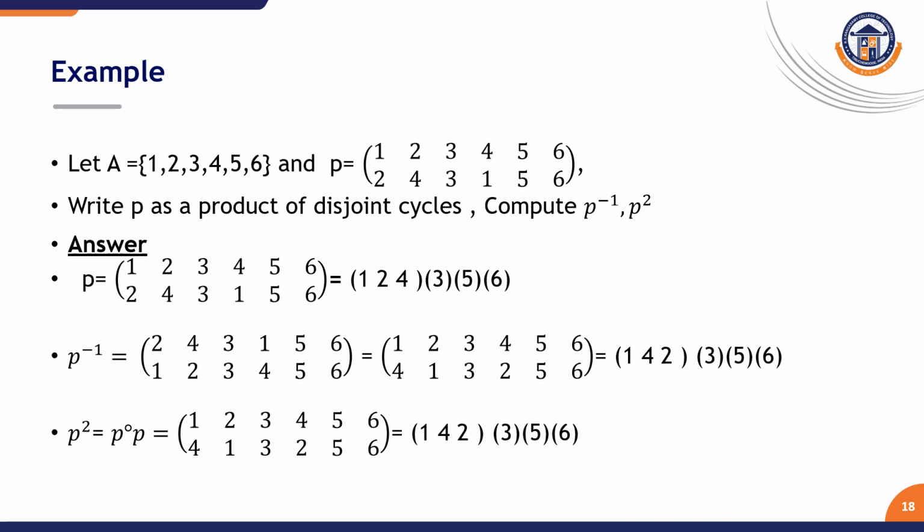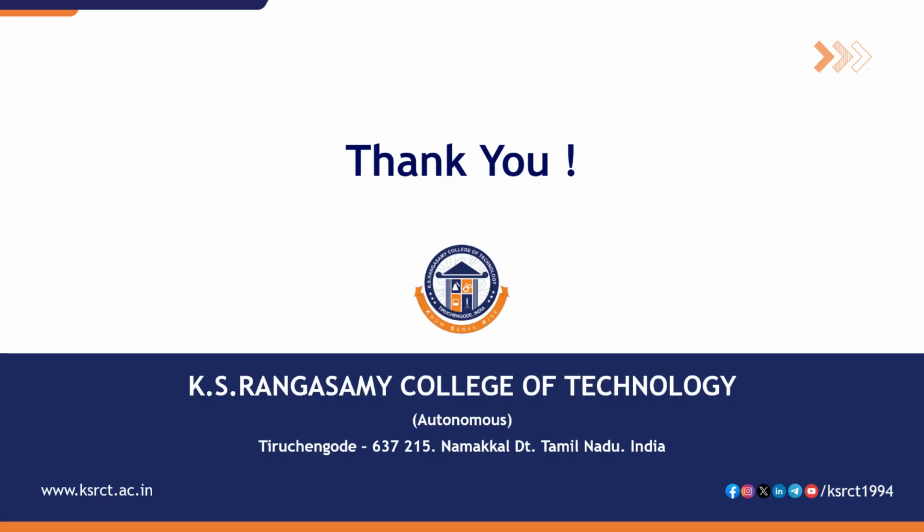Next, P inverse. P inverse can be written as, that is this mapping, then the inverse of that permutation. Then finally I have to write 1 to 4, 2 to 1, 1 to 2, 2 to 4. So I can write 1 to 4, then 2 to 1, 3 to 3, 4 to 2, 5 to 5, 6 to 6. Then the product of those cycles. Then P square. Like this you have to find the values of P square, P inverse and disjoint cycles. Thank you for watching this video.